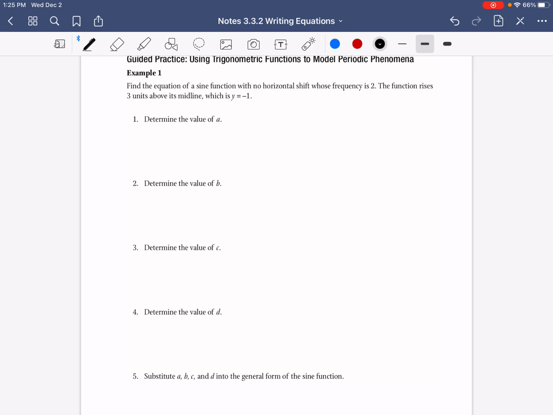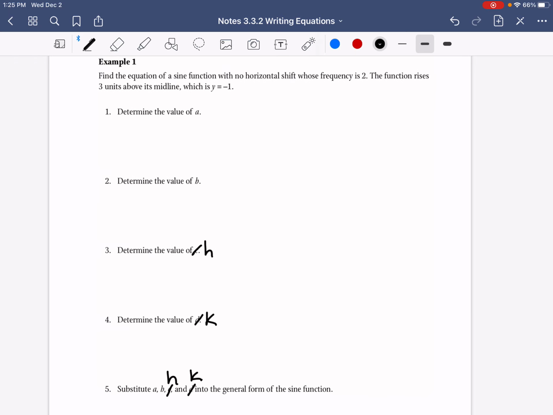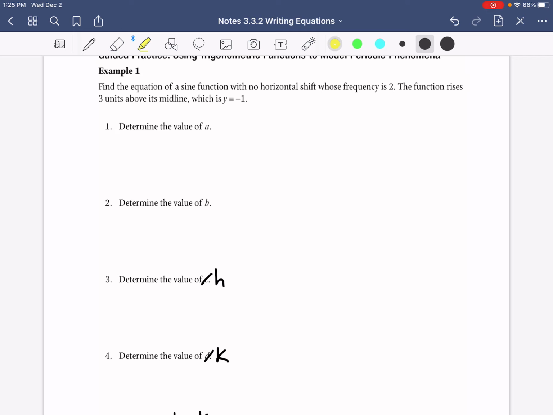So in this problem, they say determine the value of a, b, c, and d. We don't use a, b, c, and d. We use a, b, h, and k. So you can change those pieces. So we're going to read our information and then just find those 4 key things that we need. So when you read your problem, it says find the equation of a sine function. So that's good. We need to know if we're using sine or cosine. And then it says there is no horizontal shift. So the letter H is your horizontal shift. And if it says there is no horizontal shift, that means that your H is 0.